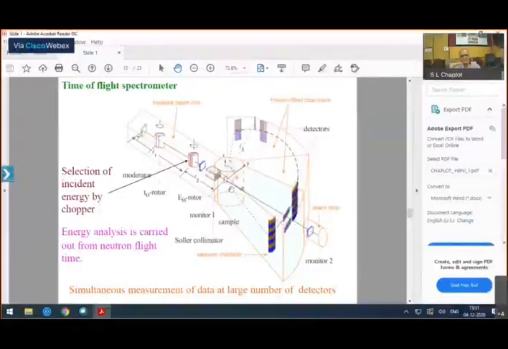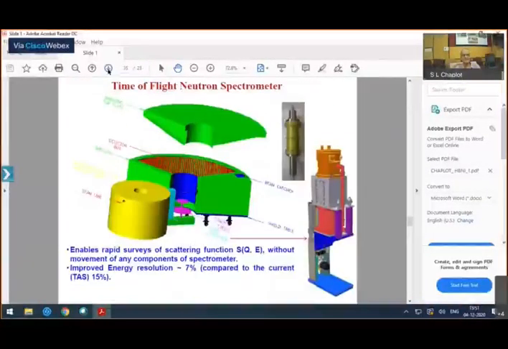These are again large machines running over several, or maybe 10 meters or longer, where you have the incident side and the scattered side, and you measure it. Again, some developments are there.